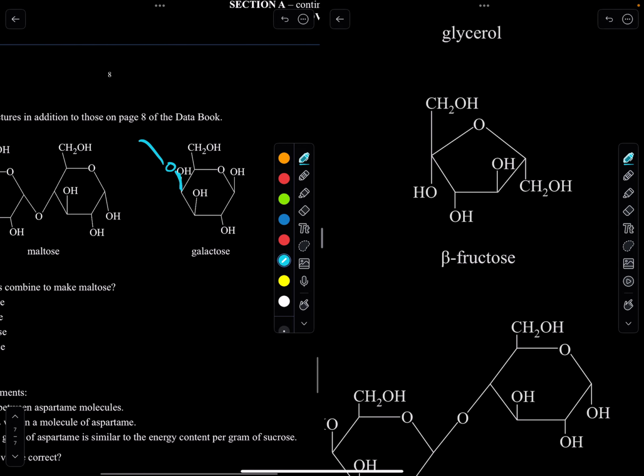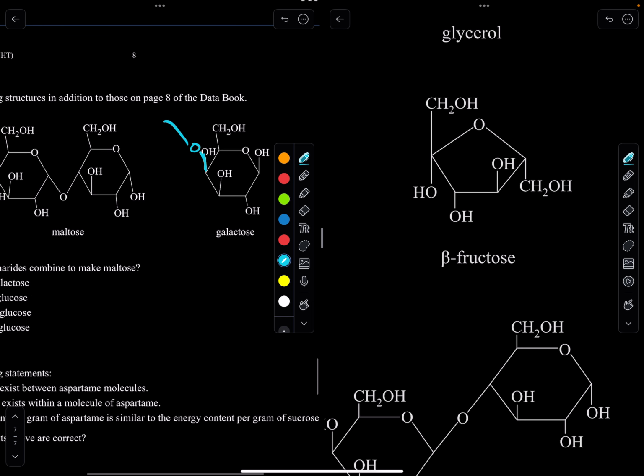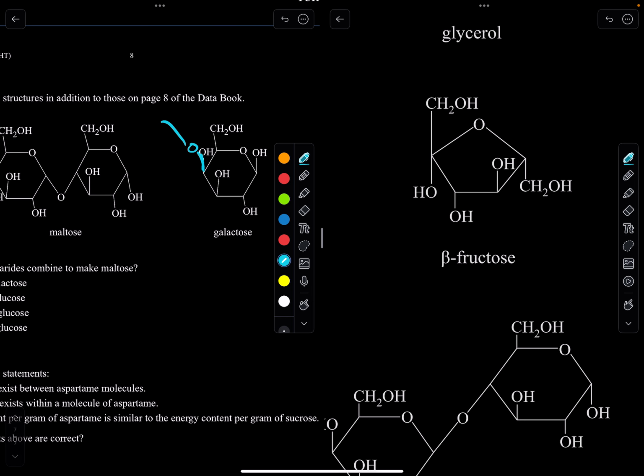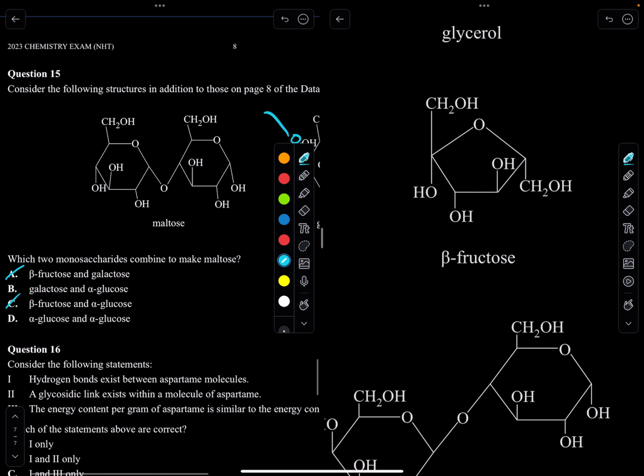I'm looking at galactose. Not true, because if this was galactose, this one would be up. Because remember, this one here is up. Well, let's say this one was galactose. This would be up, so meaning that it would form something like this. Oxygen here, and this one would be kind of on top of it. So nah, absolutely not.